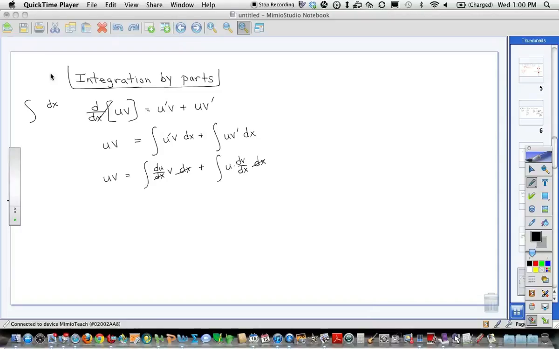And of course, what jumps out at you? dx is canceled. dx is canceled. And we get uv equals the integral, and then I kind of rearrange it, v du plus the integral u dv. Right? And now I'm going to solve for this integral, u dv, by subtracting this one over. So our final formula, and the one that you will have to memorize, says this. The integral of u dv is equal to uv minus the integral of v du.